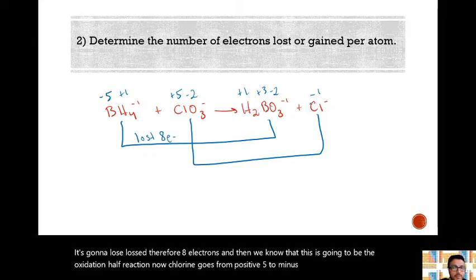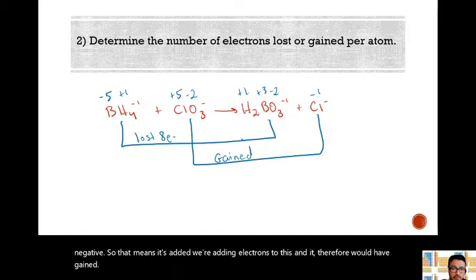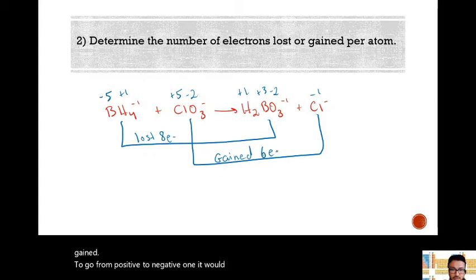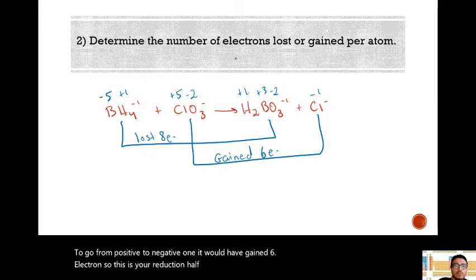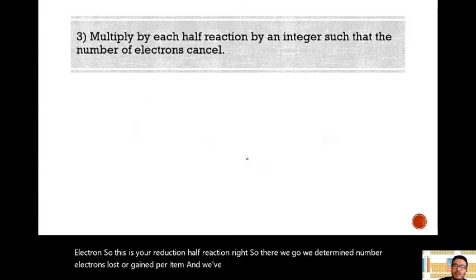Okay, so it's become more negative, so that means we're adding electrons to this, and it would have gained, to go from +5 to -1, it would have gained 6 electrons. This is your reduction half reaction, right? So there we go. We've determined the number of electrons lost or gained per atom, and we've somewhat broken this up into half reactions like the previous method.